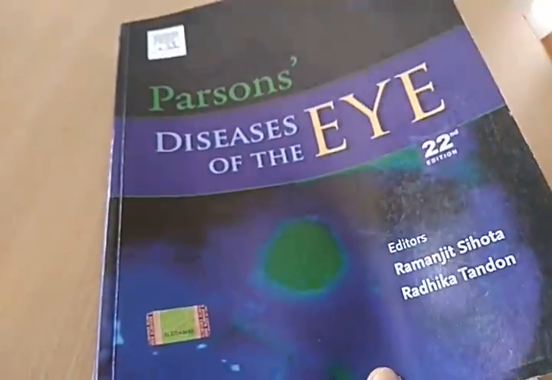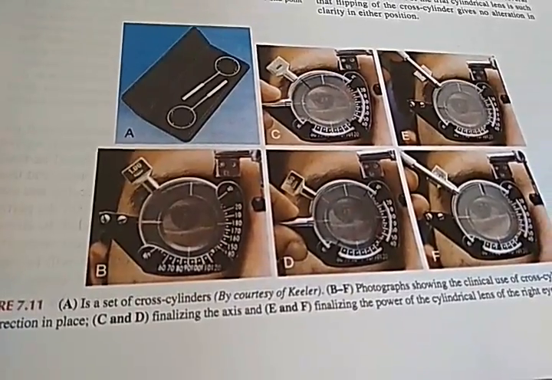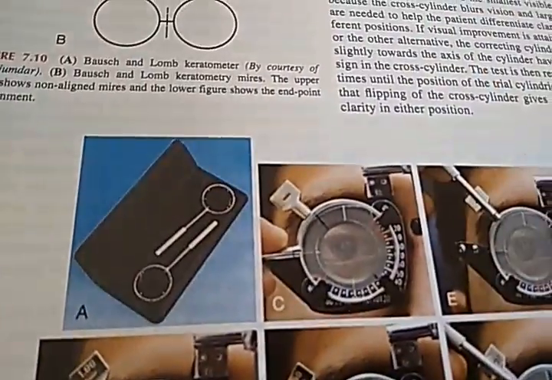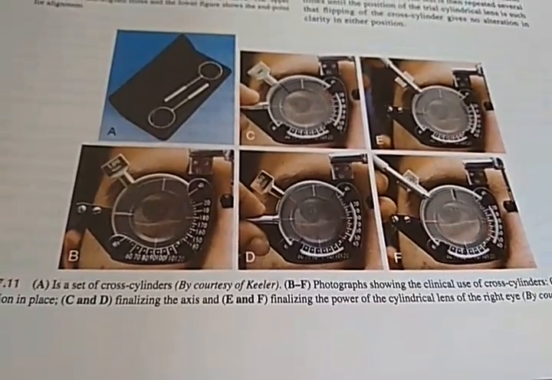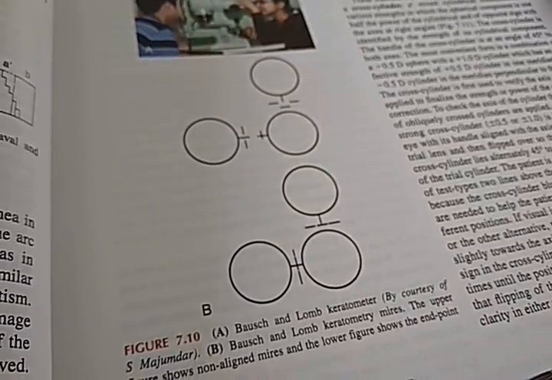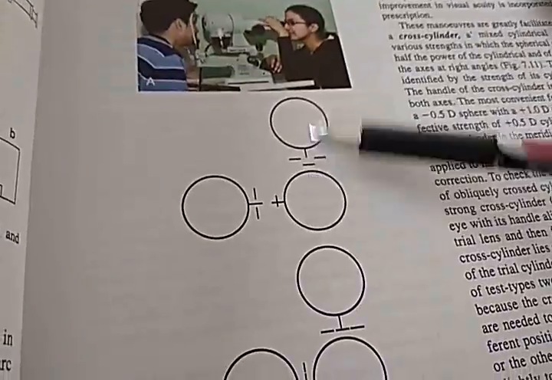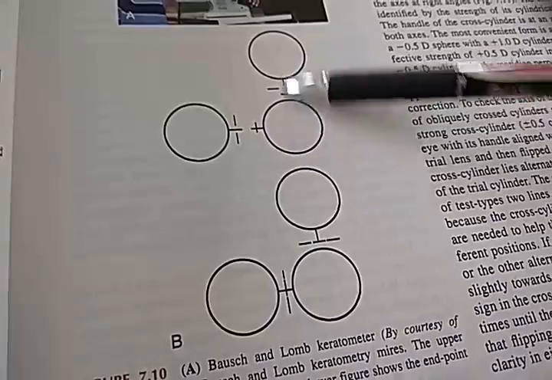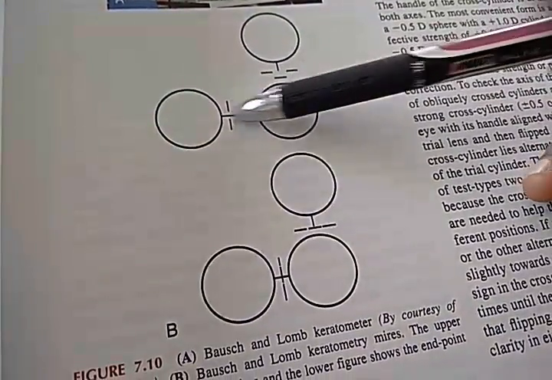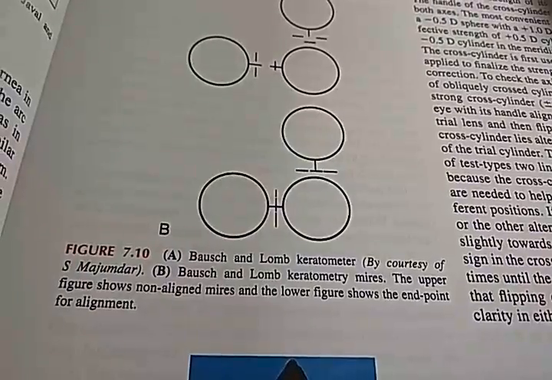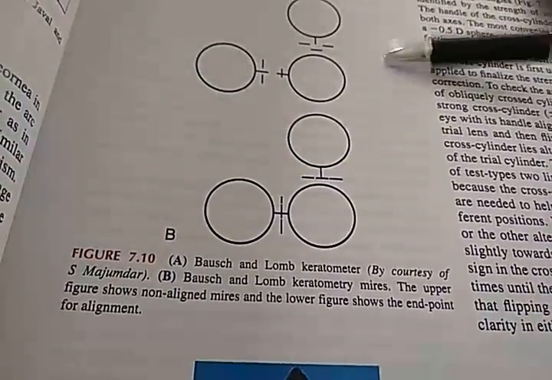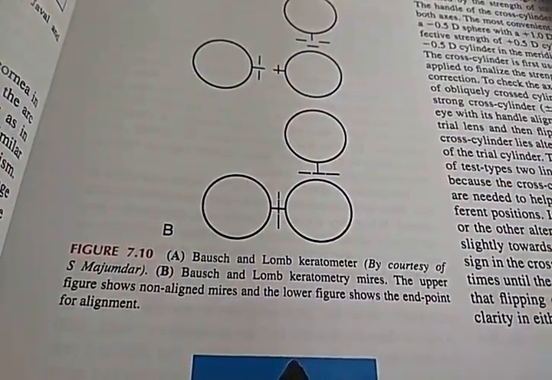What are we doing? We are looking at this book, Parsons Diseases of the Eye, and we are currently looking at this. This is a set of cross cylinders. Have you seen this? Okay, what is this? What are they doing here? Photographs showing the clinical use of the cross cylinders. And here they are showing you the keratometer, guys, how they will check the curvature of the cornea. Then they have to make this minus go up. See this? And here this plus has gone here. They've kind of synced them. So this is the Bausch and Lomb keratometer. The upper figure shows non-aligned and the lower figure shows the endpoint for alignment.